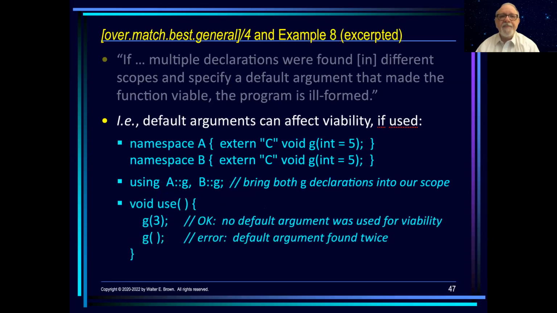Now let's try to use them. Okay. The extern C is important to this example. Since it's declared extern C, there can be only one such function. No matter how many times I declare it, there's only one such function, and it's defined somewhere else. So if I call it by saying g of 3, that's okay. I didn't use a default argument. But if I call it without an explicit argument, that's an error because of the rule that I cited at the top.